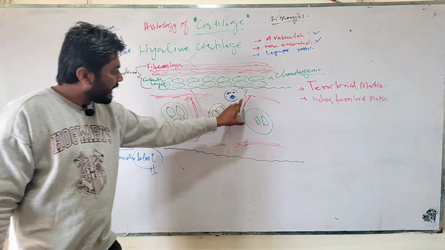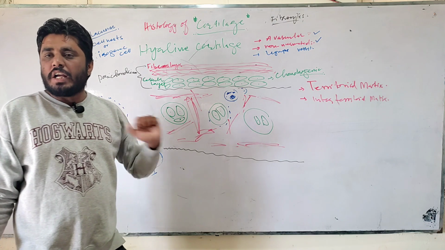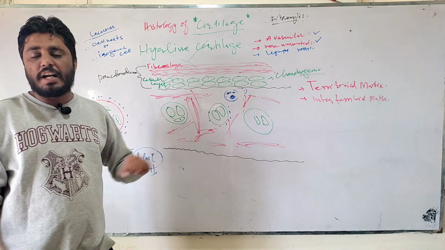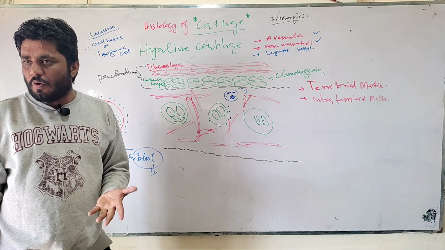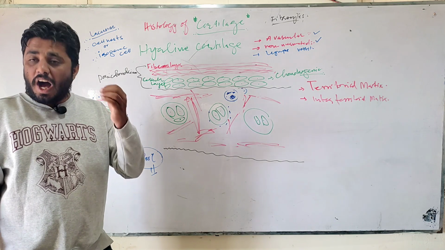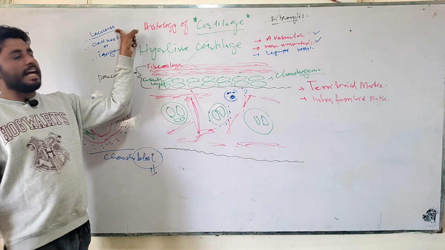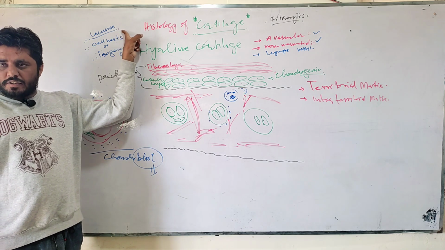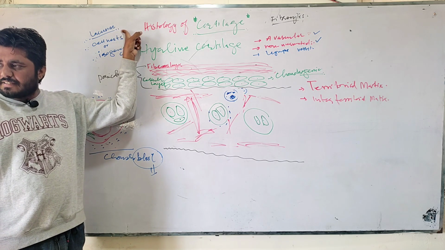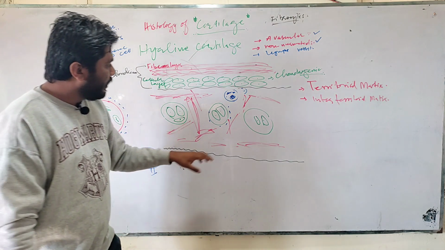Because this character is present where? In cartilage. So the cells of cartilage are what? Chondroblasts or chondrocytes. So these cells you will mostly observe within a lacuna or lacunae. That's clear? Okay.